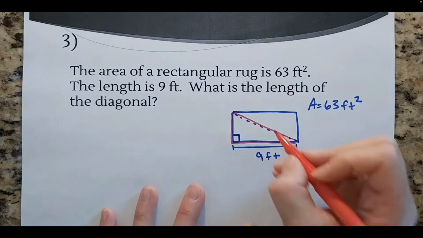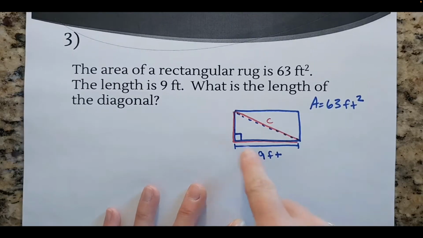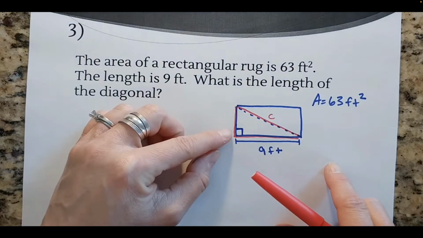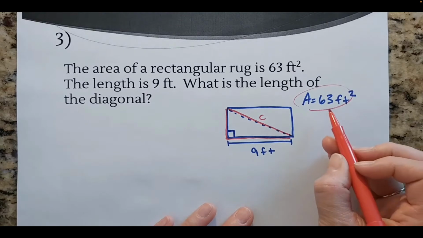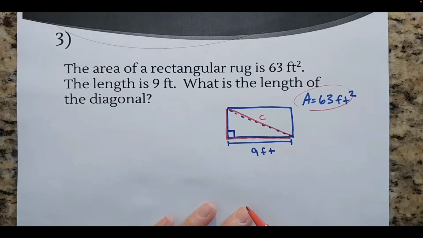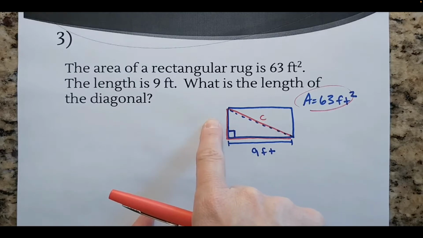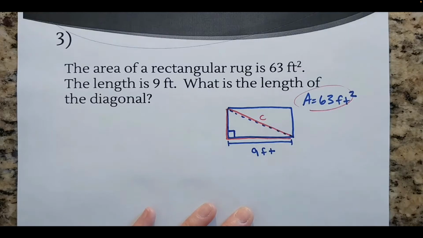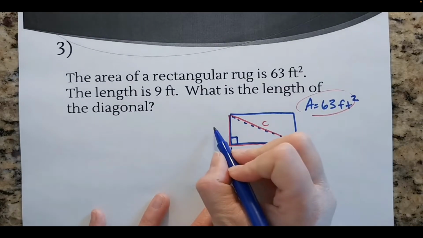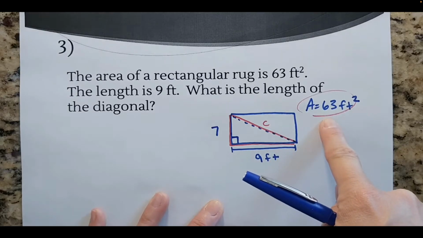I want the diagonal, which is the hypotenuse, which is C. But that means I'm going to need to know the other two sides. I know this is 9, but what's the width? Well, this is where the area is going to be important. It tells us the area of the rectangle is 63. And to find an area of a rectangle, it's length times width. So 9 times what number is 63? Yep, you got it, 7. So this is a 7 by 9 rectangle that has obviously an area of 63.